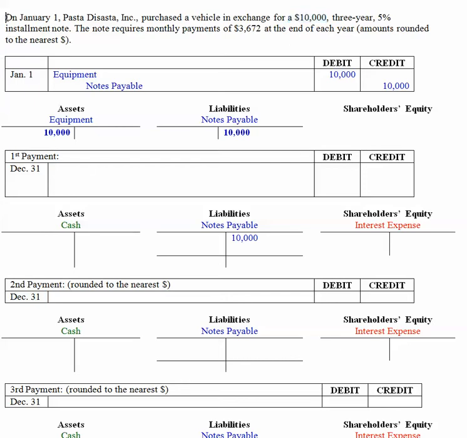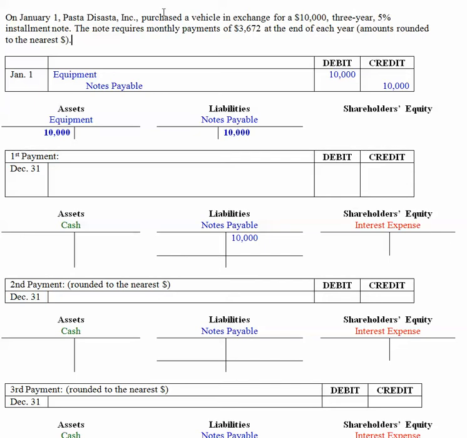Okay, we're going to do an installment note, and it's January 1. Pasta Disasta buys a vehicle in exchange for a $10,000 note. The note requires 3 installment payments. The amount of the installment payments is $3,672. Now, I will tell you that this amount is actually determined so that by the time you make 3 of these payments, the car dealer will have received the equivalent of $10,000 plus 5% for those 3 years.